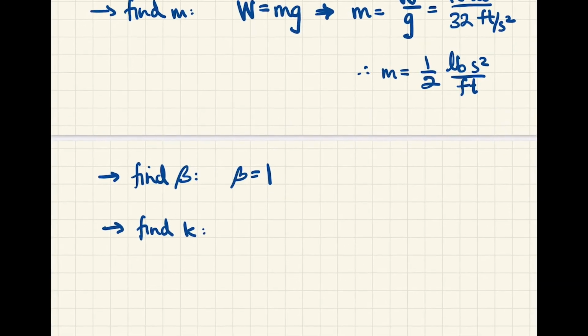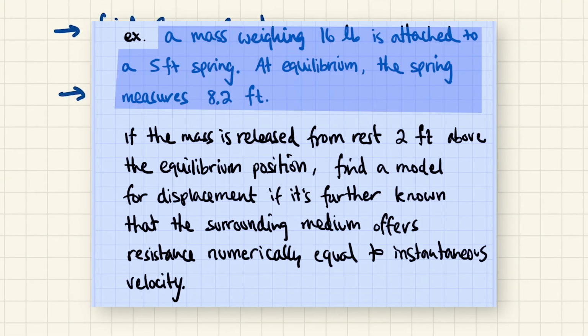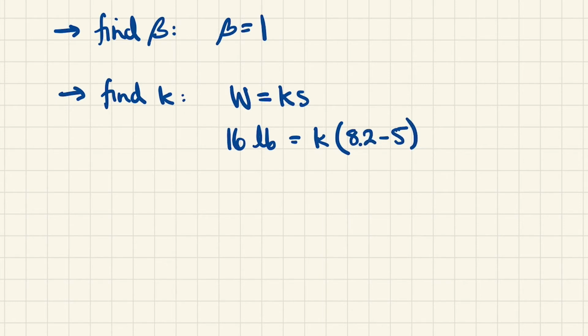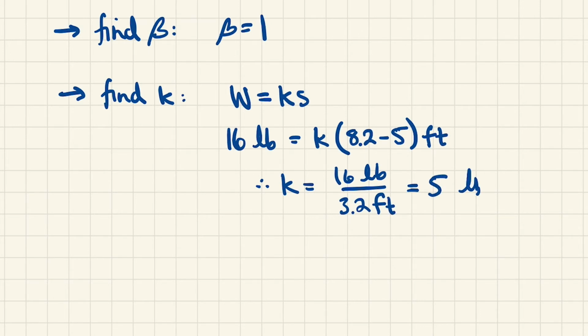All right, well, k is the spring constant, and this first sentence here tells us how to find it, because normally the spring would be 5 feet long, but as soon as we hang the mass on it, it's 8.2 feet long. So we know that weight is equal to k times s, and the weight is 16 pounds. K is what we're after, and s is the elongation of the spring, so that would be 8.2 minus 5 feet. So k would be 16 pounds divided by 3.2 feet. That would, of course, be exactly 5 pounds per foot.